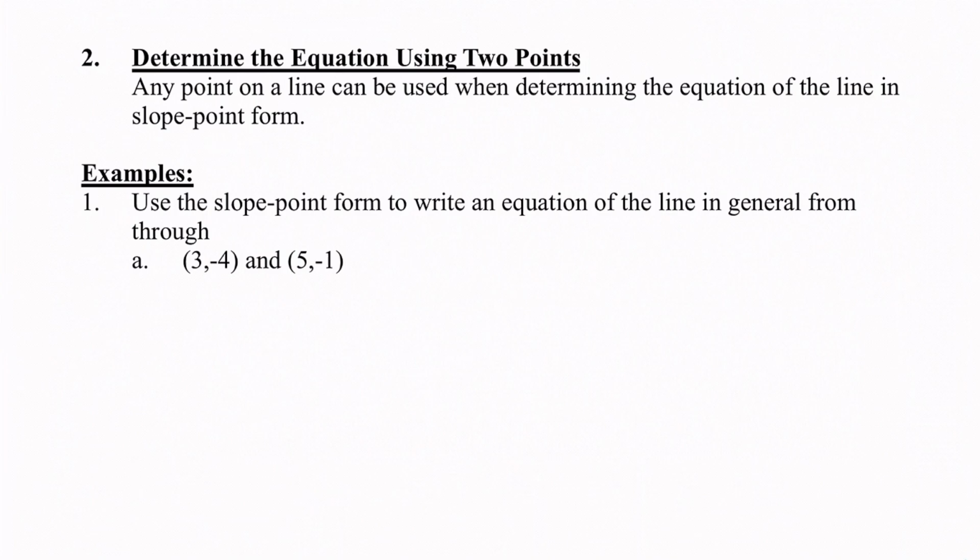So in question number 1, it says use the slope point form to write an equation of the line in general form through, and then they give us these 2 points. So I am going to label the points. I'm going to call this one x1, y1. And then I'll call my second point x2, y2. And again, you can't call them both x1, y1 because they're not the same point.